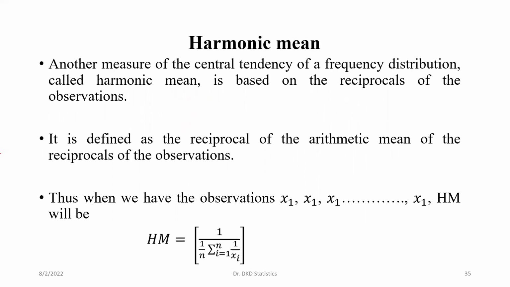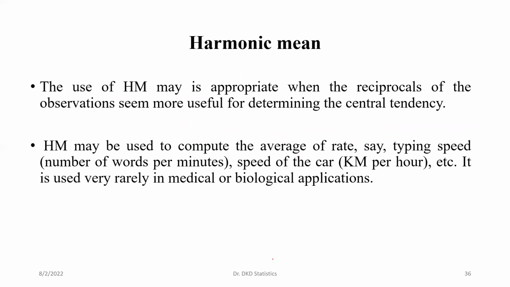Now, harmonic mean, another measure of central tendency of frequency distributions, is based on the reciprocals of the observations. It is defined as the reciprocal of the arithmetic mean of the reciprocals of the observations. So we can say harmonic mean equals 1 divided by 1 upon n summation i equal to 1 to n of 1 upon xi. This is the basic formula we can use if we have an ungrouped data set.